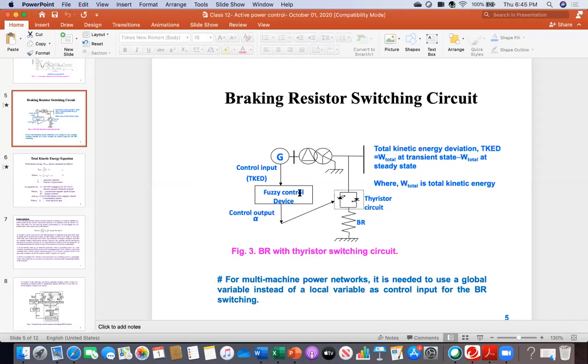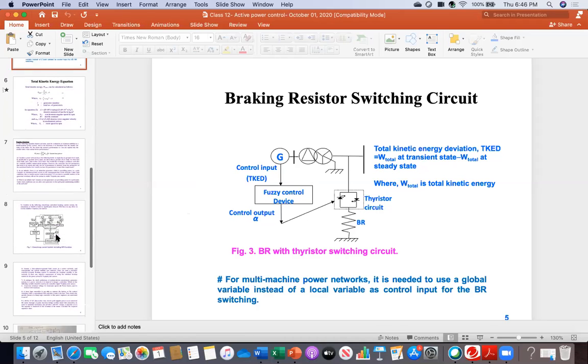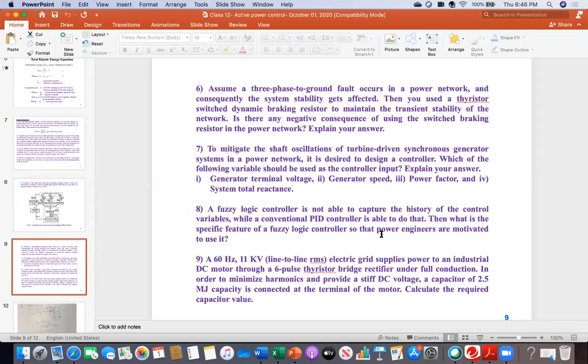If you use PID, still the system will work, but as Manoj mentioned, there can be some more delay because there is a derivative factor and an integral factor. That's why it has always been noticed that the fuzzy controller works better than the PID controller, even though it cannot capture the history. That is the meaning of the question.